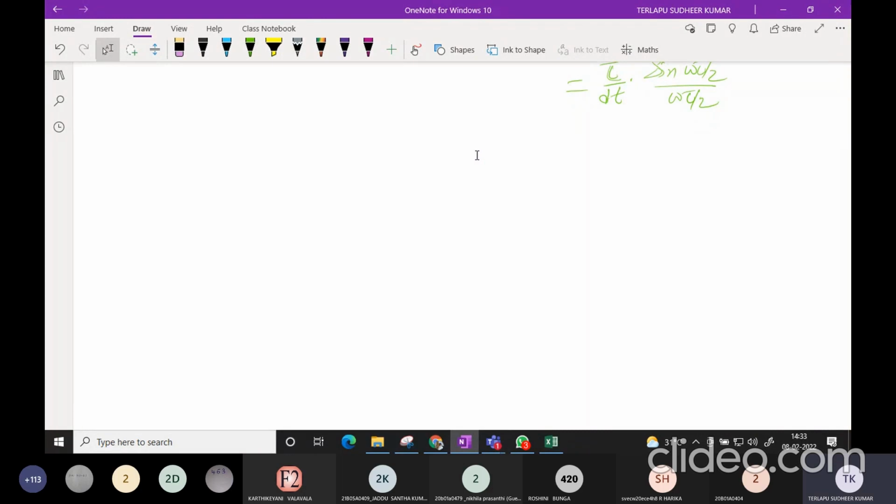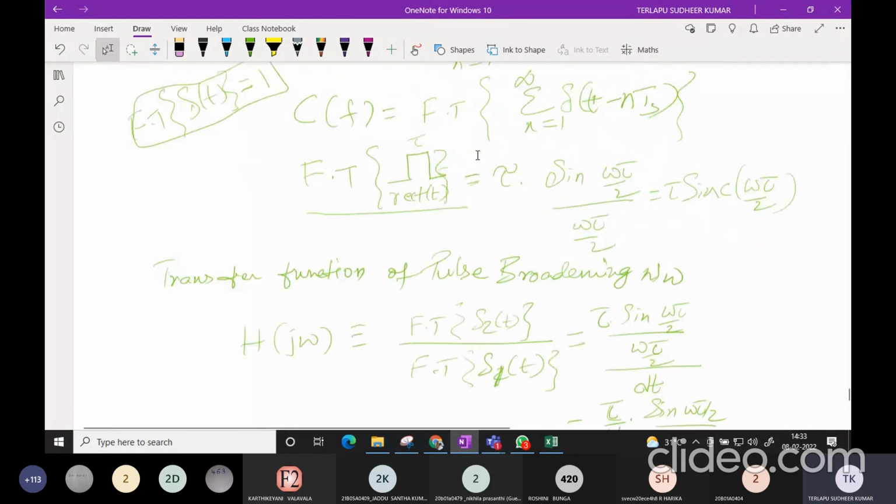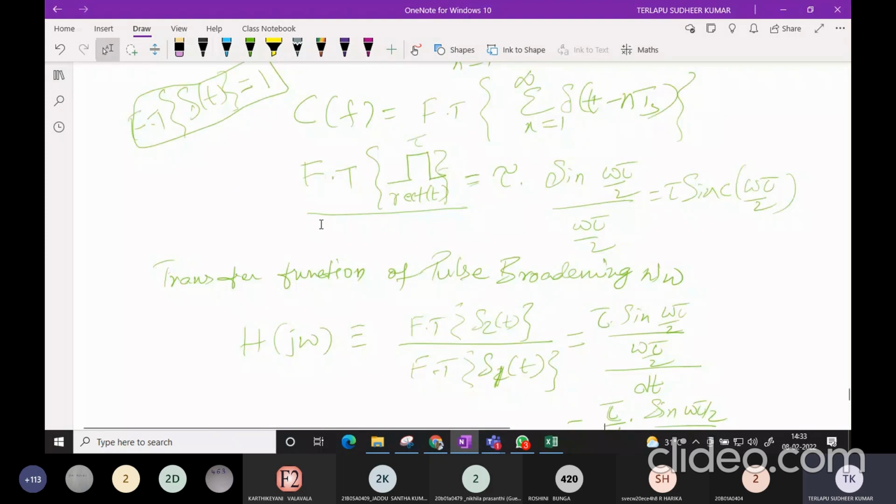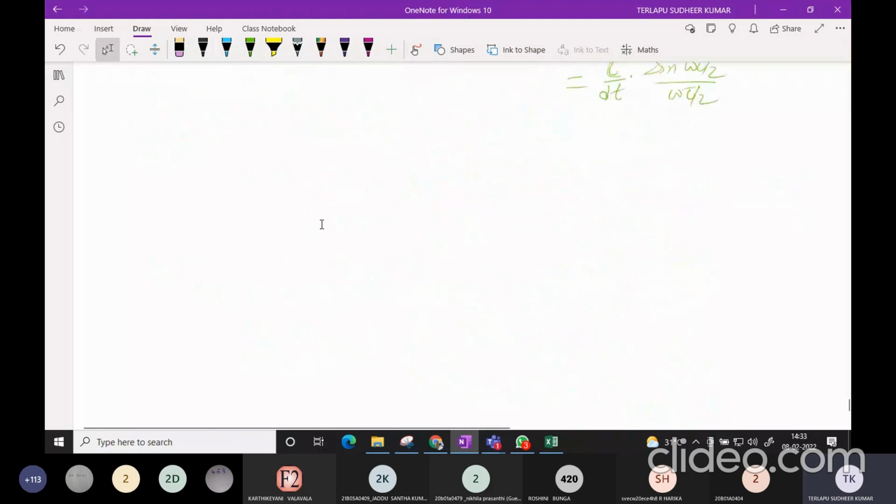Now to generate this, how is S2 of t generated from S1 of t? We know how to generate S1 of t from M of t and C of t. These two are multiplied. C of t is the impulse train, M of t is the message signal. So let us have a look at the waveform.